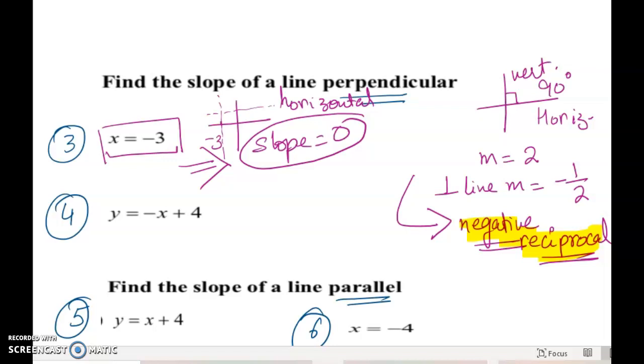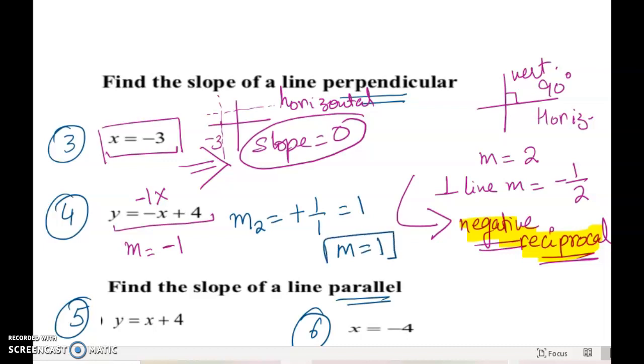Let's try one more time. Let's identify what is the slope in y is equal to negative x plus 4. Slope of this line is negative 1 because it's negative x. That means it is nothing but negative 1 times x. And slope of a perpendicular line will be the negative reciprocal of the original line. So if I make the negative of negative 1, that will give me positive, and 1 over 1, which is nothing but 1. So slope of a perpendicular line is n is equal to 1.